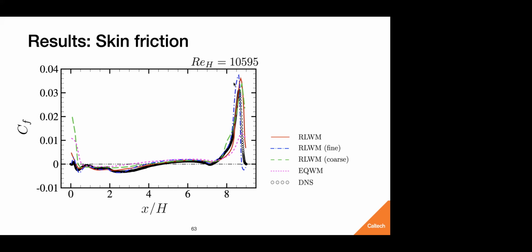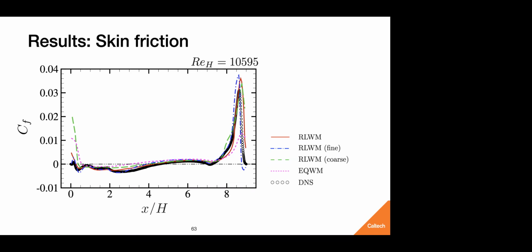The other three lines, the blue, green, and red, are the reinforcement learning wall models for three different grid resolutions. And you can see that it does fairly well in predicting the very large peak in skin friction when you have the favorable pressure gradient region. It does also very well in terms of predicting the separation bubble size. So this is a vast improvement to the equilibrium wall model, which, in a way, is expected because this is the case that we've trained on.